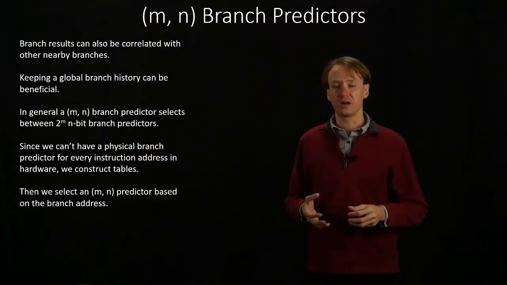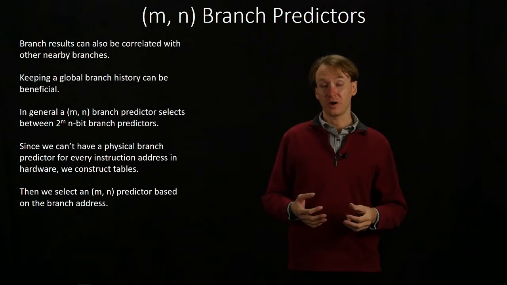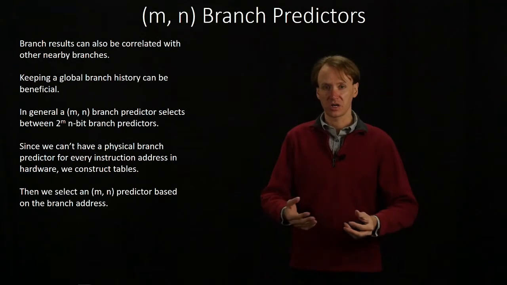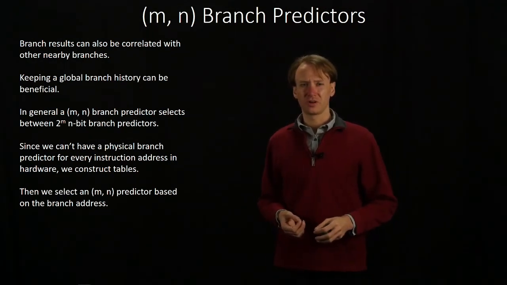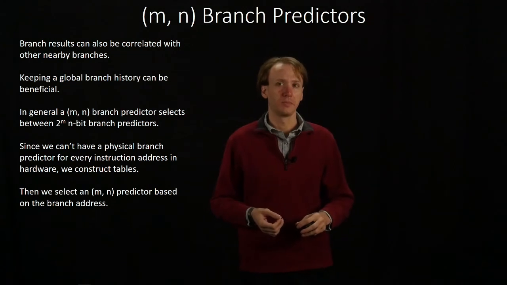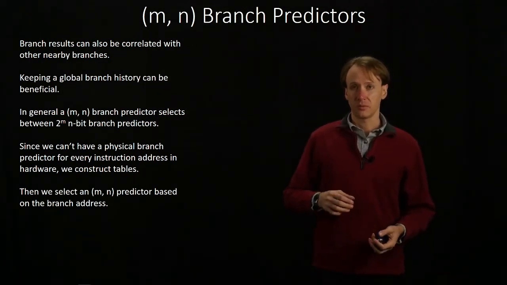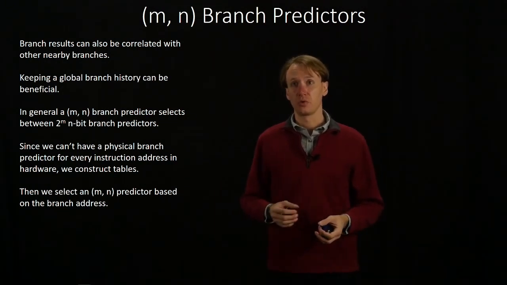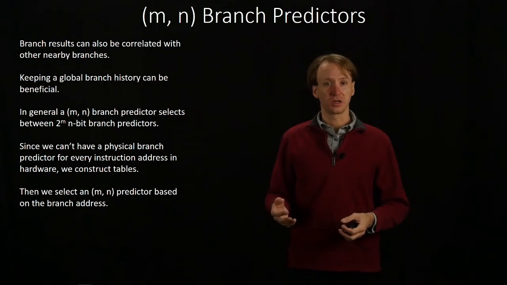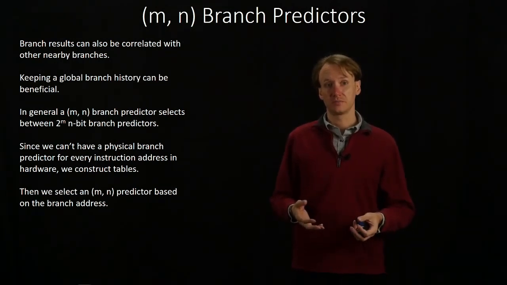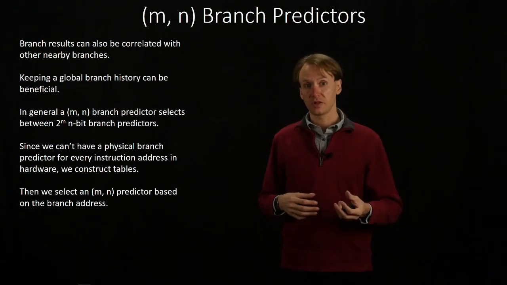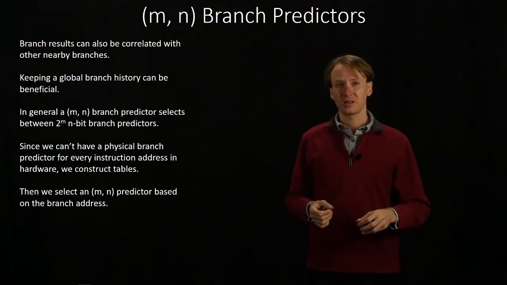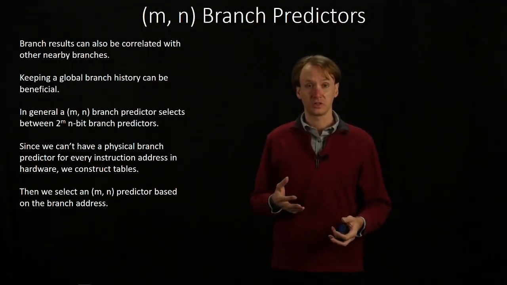However, we don't really want to provide a branch predictor for every address that could possibly contain a branch in our hardware. That would be a whole lot of branch predictors, and we're not really likely to have that many branches in our code. So what we generally do is come up with a branch table, and we'll index it based on our branch address. We'll pick one of those (m,n) branch predictors based on what the address of our branch instruction is. Hopefully we don't have any conflicts where 2 branch instructions map to the same branch predictor, but normally we don't have a whole lot of branches in our code, so that's not likely to happen.